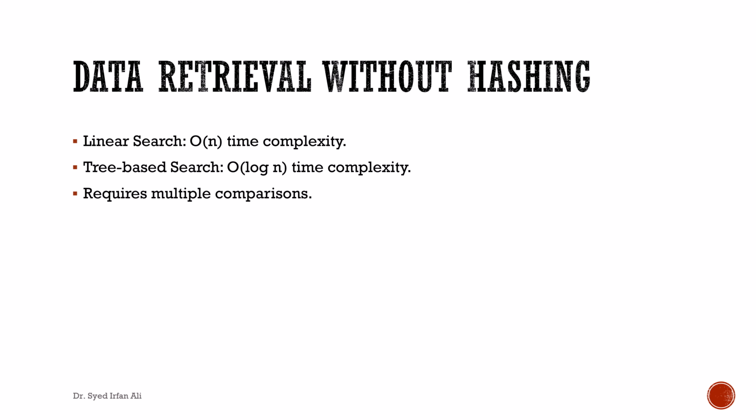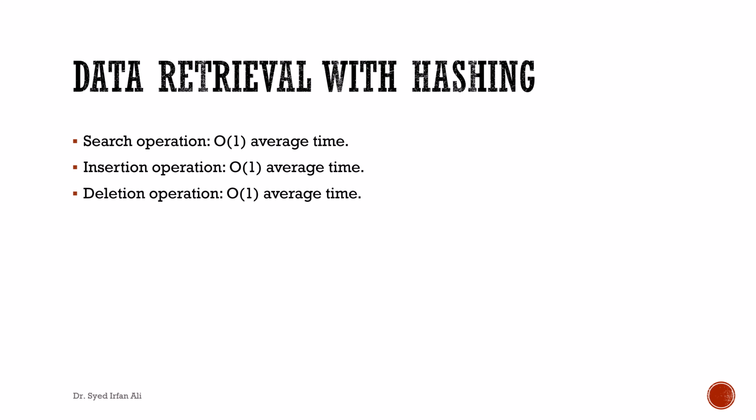Without hashing, searching is slow. In linear search, we may have to check all elements, which takes O(n) time. In tree-based searching, time complexity is O(log n). These methods need multiple comparisons to find data. With hashing, data access becomes very fast.